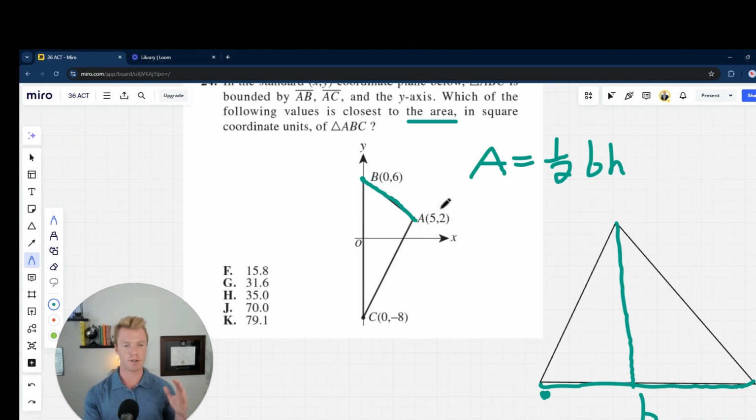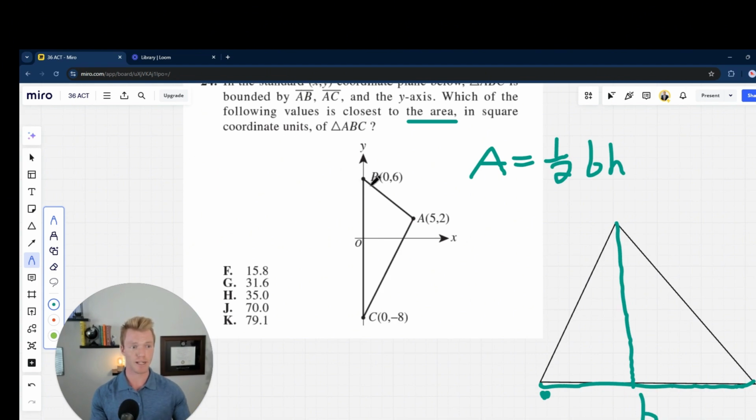I don't know about you, but I personally don't like using the distance formula. I hate the distance formula. It's very complicated and it's not fun to use. And there's really no reason we ever have to use it on the ACT math section. I've been able to get a 36 a bunch of times, never once have used the distance formula. So keep that in mind as well.